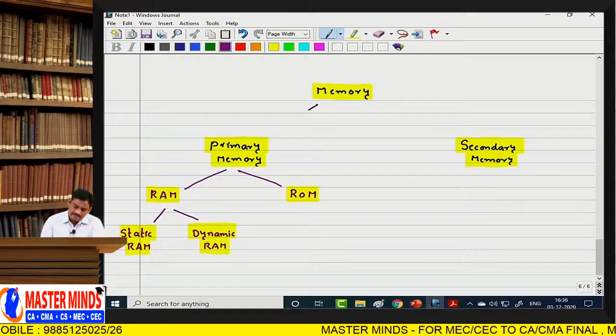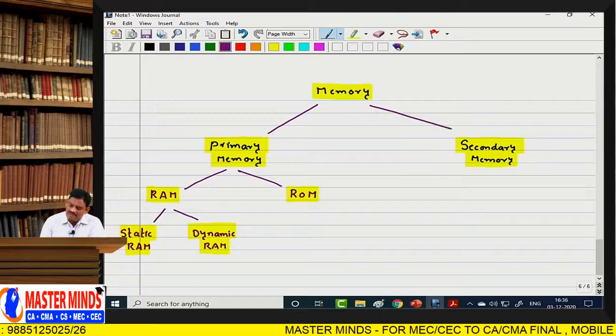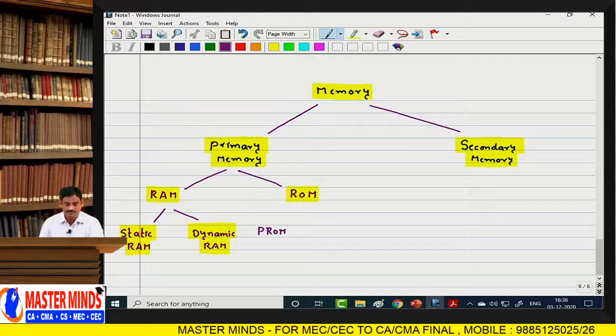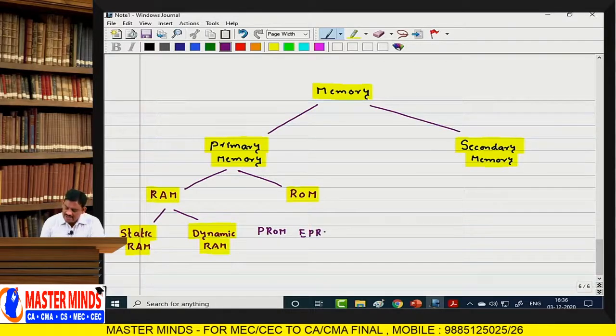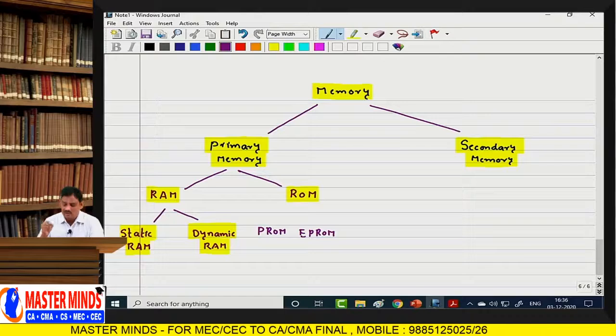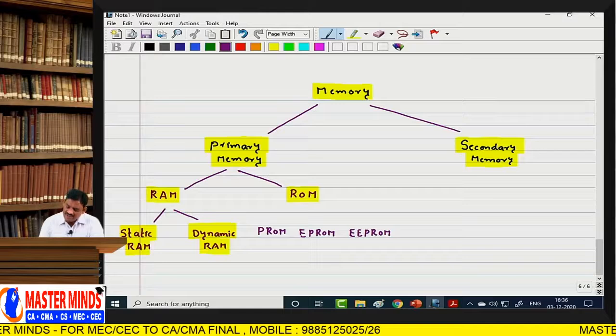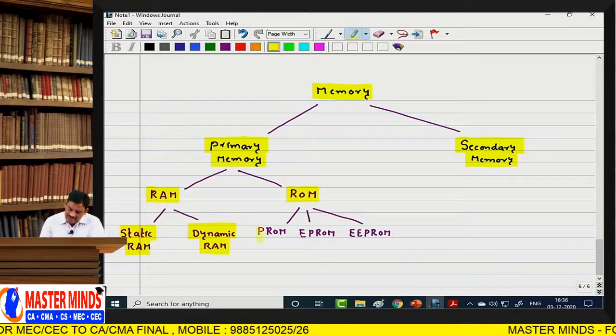Read-only memory can be divided into programmable read-only memory, PROM, erasable programmable read-only memory, EPROM, electrically erasable programmable read-only memory, EEPROM. We have three types of read-only memories.